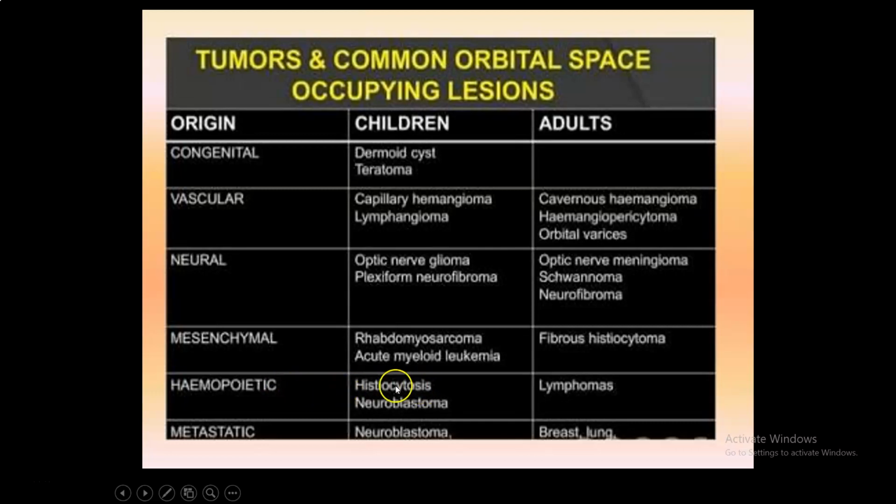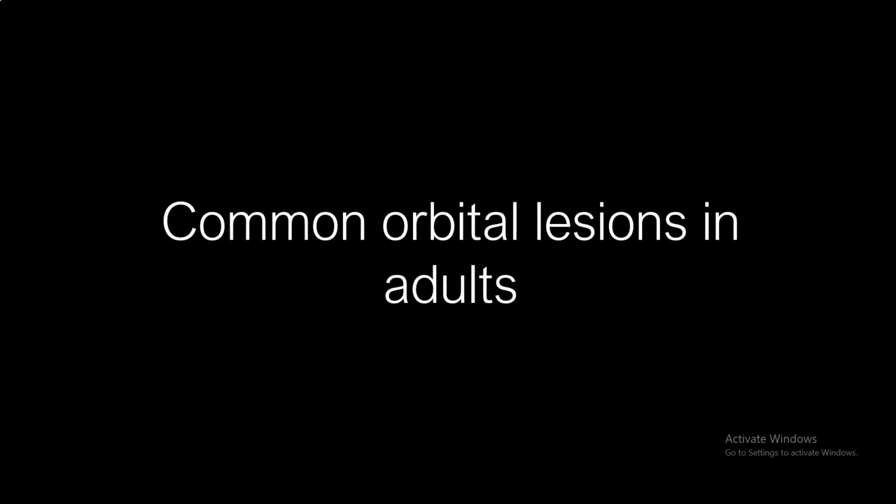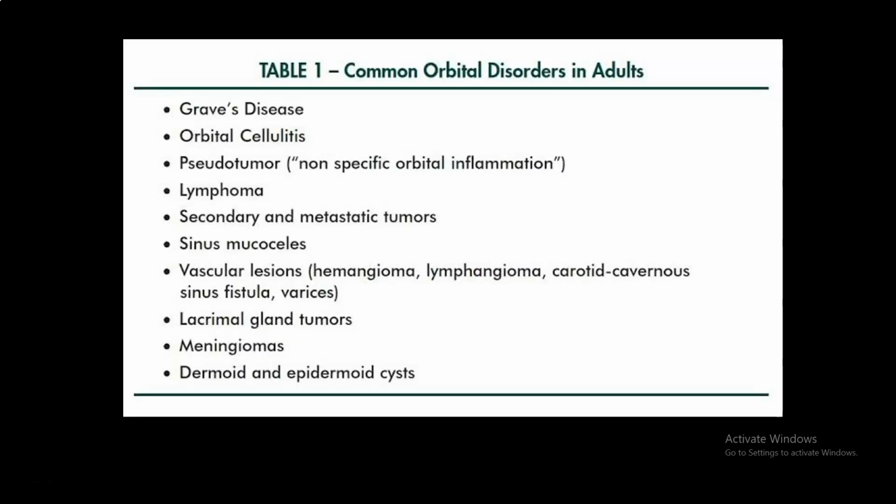Hemopoietic, talk about histiocytosis X or eosinophilic granuloma, and neuroblastoma, which is of hemopoietic origin, and in adults lymphoma. Metastatic in children, neuroblastoma, very common site of metastasis in children is the orbit, comes from the adrenal medulla, and in adults, metastasis comes from the breast and from the lung, could be the prostate. And this is a very important table, as we said. And then we talk about the different lesions you mentioned in the table.